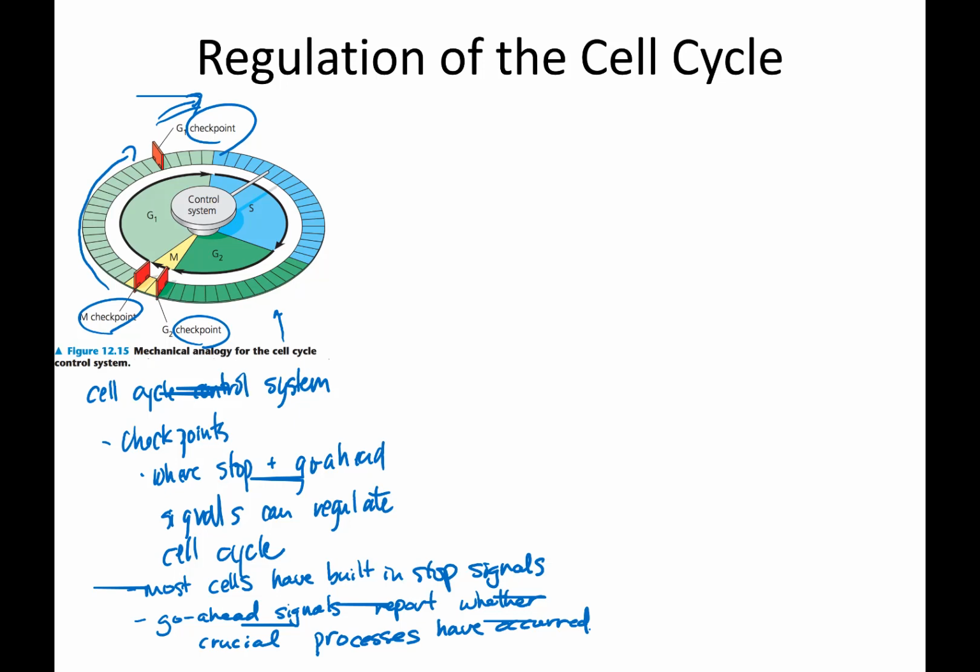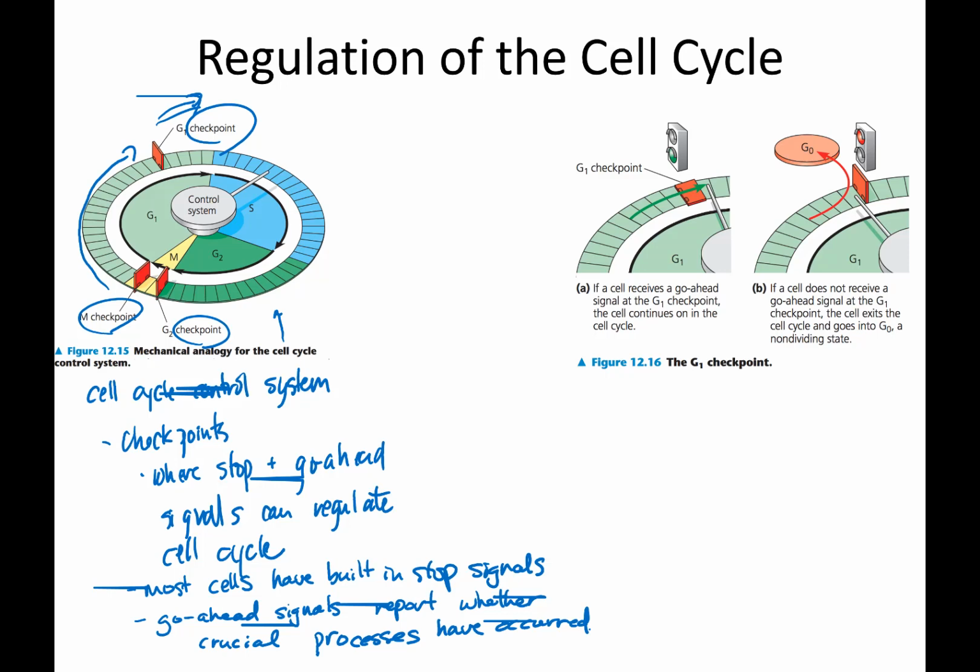And the most important checkpoint in most mammalian cells is the G1 checkpoint. It's the most important checkpoint in mammals. If cells in the cell cycle do not receive the go signal, the cells actually enter a G0 state. Remember, we talked about the G0 state.